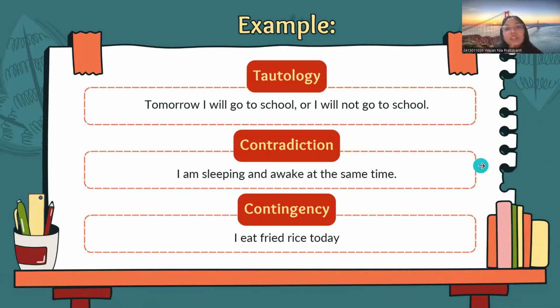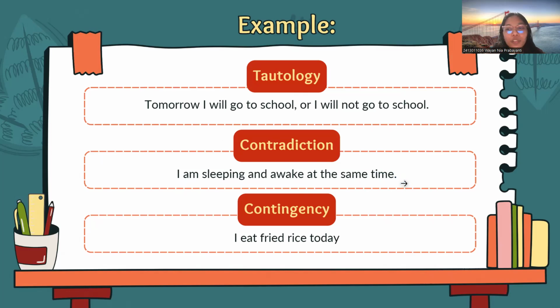Okay, let's take a look at some examples. The first example is for tautology. The example is: tomorrow I will go to school or I will not go to school. This statement is always true because it includes all possible situations. Either you go to school or you do not go to school, so one part must be true. We already learned before that in a disjunction, if one of the propositions is true, the truth value must be true.